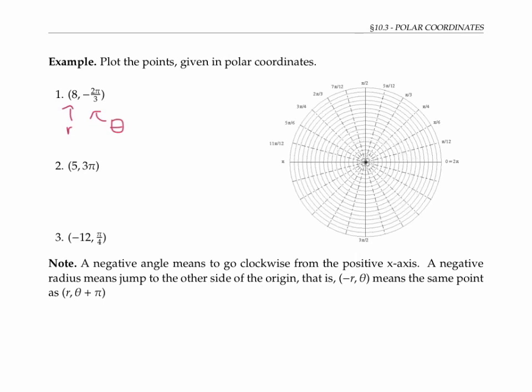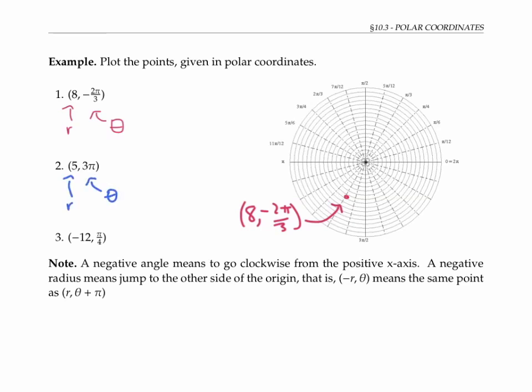So here, a negative 2/3 pi means I need to go to this line right here, and the 8 for the radius means I need to go 8 lines out from the origin. So my point should be around right here. The next point has a radius of 5 and an angle of 3 pi.